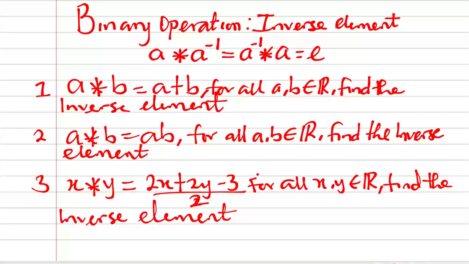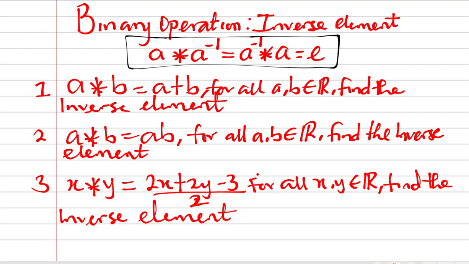All right, so in this particular video we'll be talking about the inverse element, and to find the inverse element the formula is what? The formula is A star A inverse equals A inverse star A equals E. That means you need the identity first before finding the inverse. Without identity you cannot get the inverse.